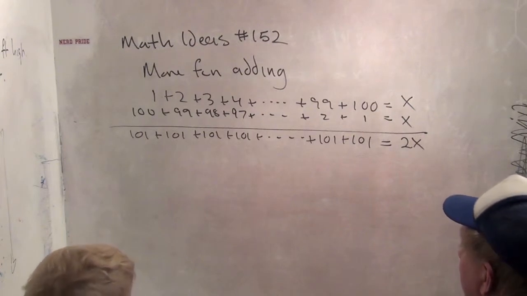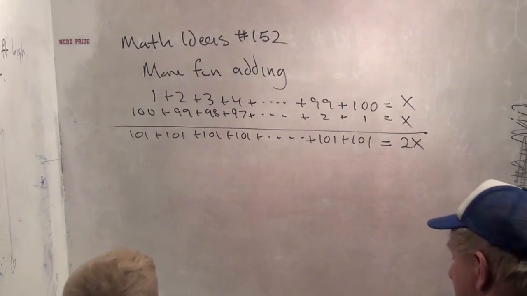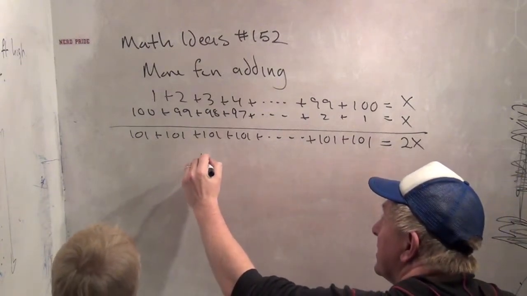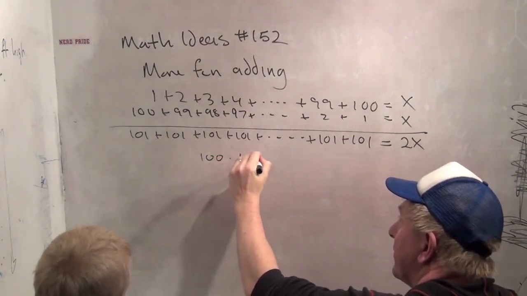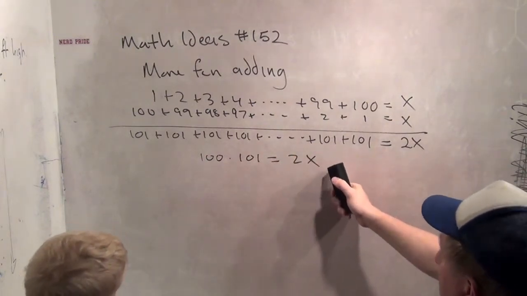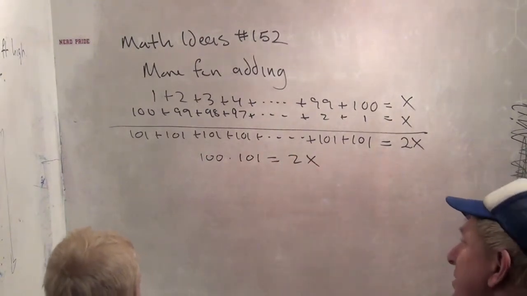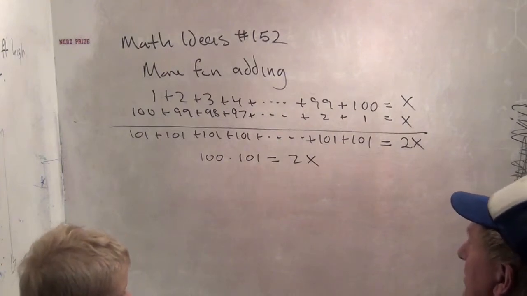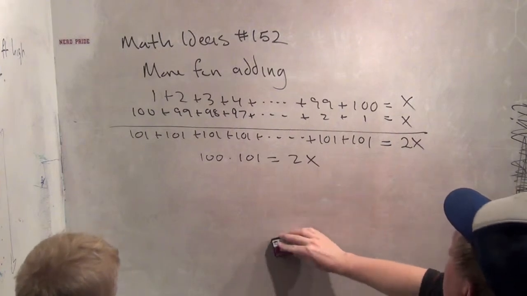Well, I think we have 100. Why do we have 100? Because there's 100 numbers. So we have 100 times 101 equals 2 times x. Whatever our number is, it's 100 times 101. Now, do you know how to multiply by 100? Have we talked about that? No, I don't think so. Okay, well, let me show you a neat trick.